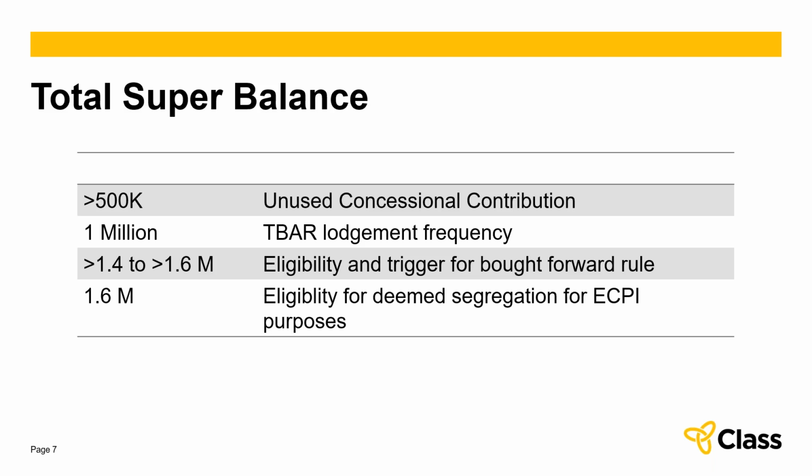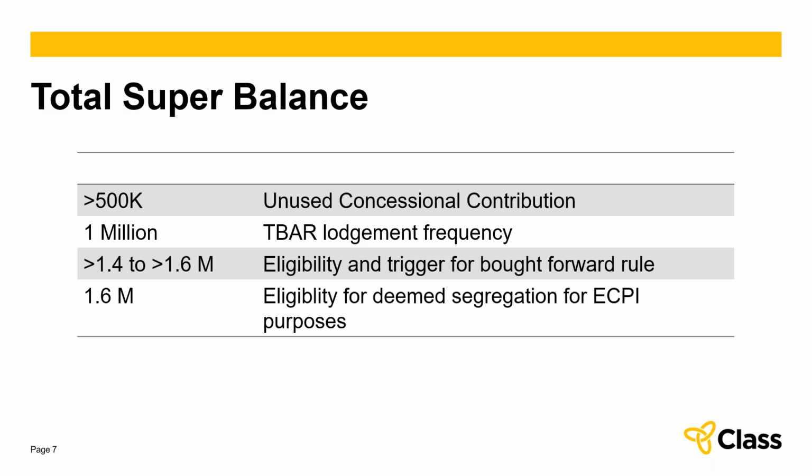The other thing that it affects is the T-bar lodgement frequency. For those funds that have members with less than 1 million, you are able to lodge T-bar records at a different frequency to those that are over 1 million. The eligibility for DIN segregation for ECPI purposes: generally funds that are less than 1.6 are able to use the actual DIN segregation, and if you're over, you have to use the old way. That's going to probably change a little bit as part of the new budget updates. They come into the next financial year.